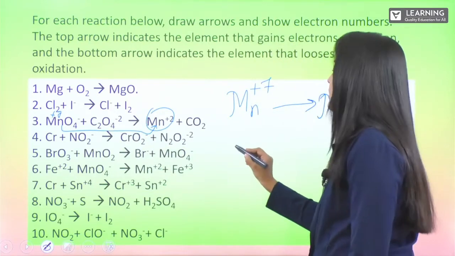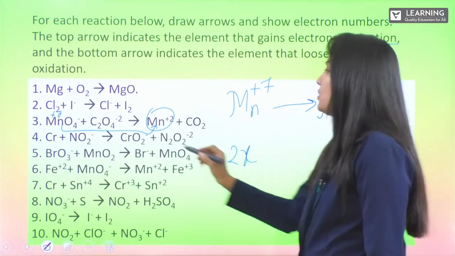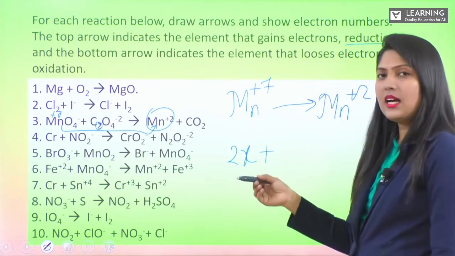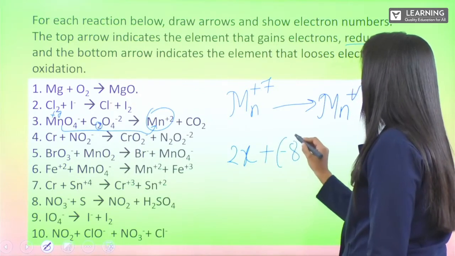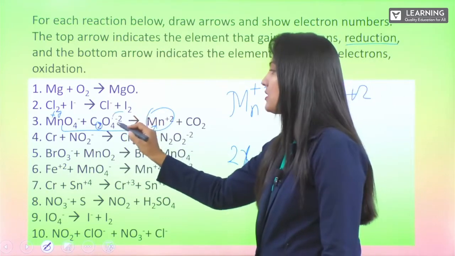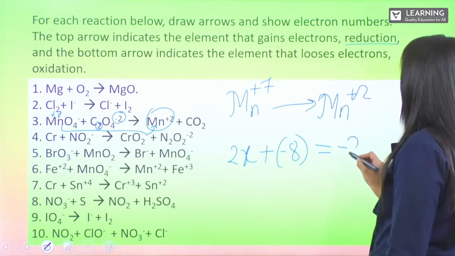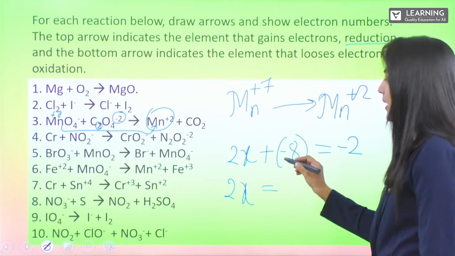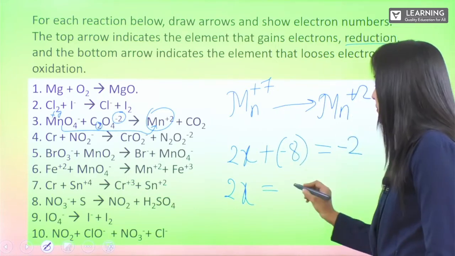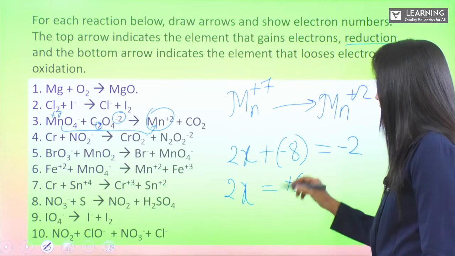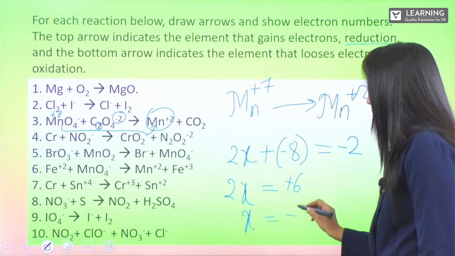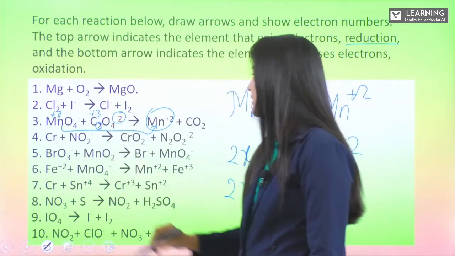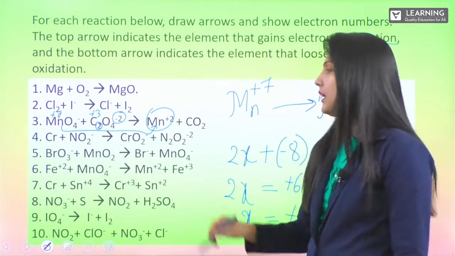We need to check it out. So 2x. Why? Because we have 2 carbon atoms. So 2 into x plus 4 2s are 8, -8 for oxygen. That will be equal to -2, as we have the charge -2 on oxalate. So on simplification, -8 goes to the other side and becomes +6, and x equals +3. So here it will have the +3 state.